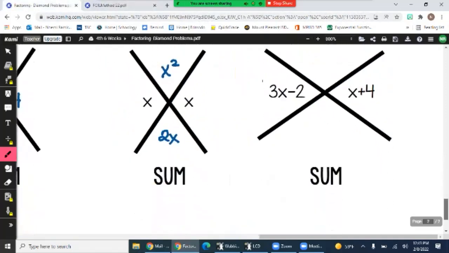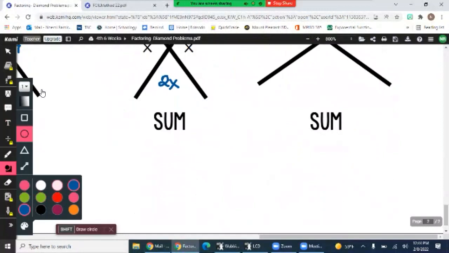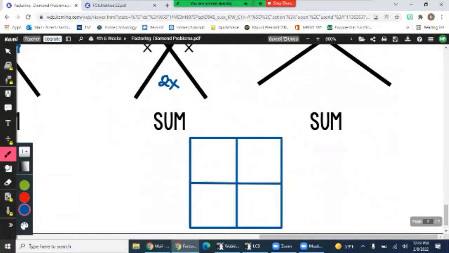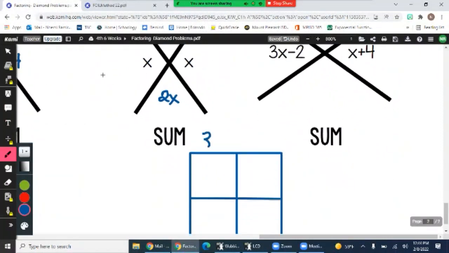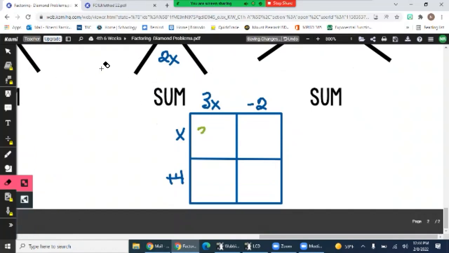So yes, we will be using, I'm going to use box method just because it takes up less space, I think. So here we go. I'm going to use box method. All right, what are my binomials? 3x minus 2. And then x plus 4. All right. 3x times x is what? 3x squared.